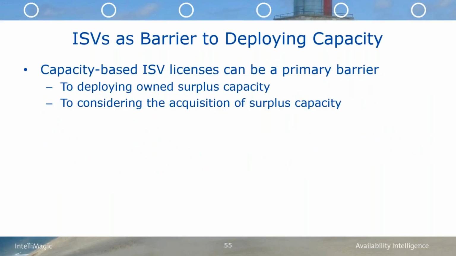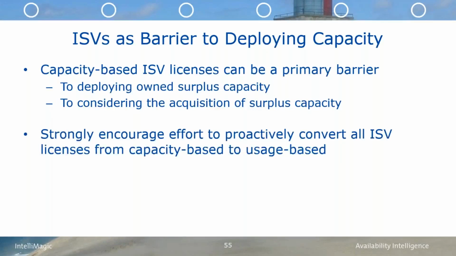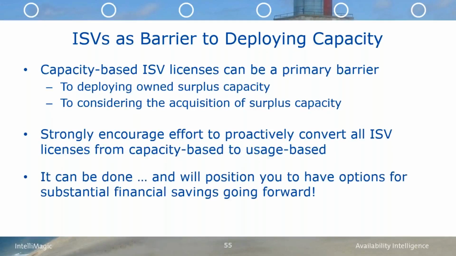Customers indicate that capacity-based independent software vendor licenses can be a primary barrier to deploying owned capacity or to considering acquiring surplus capacity because many ISV contracts are capacity-based and not usage-based. Those capacity-based ISV contracts will severely limit your ability to configure your environment in the most cost-effective manner until you renegotiate them to be usage-based.